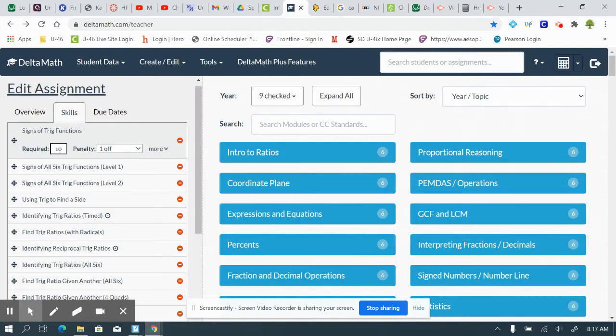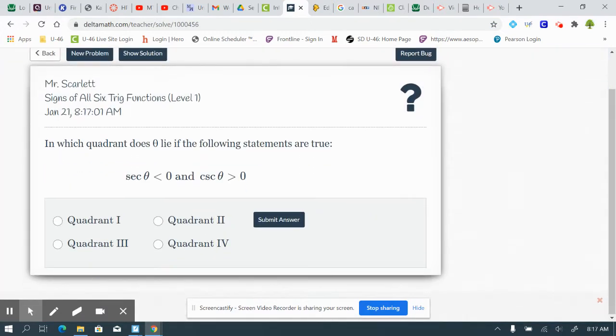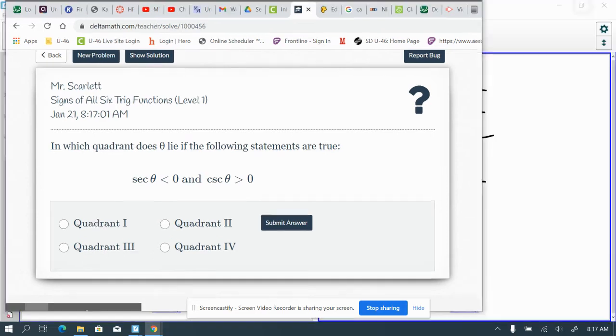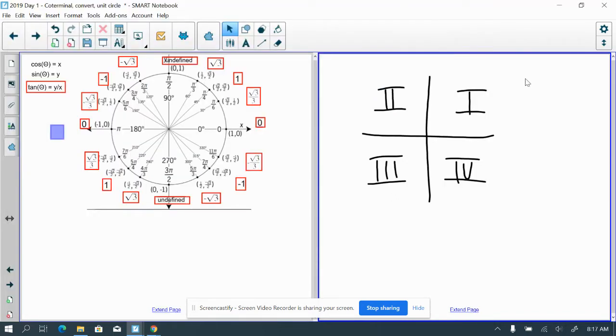Signs of all 6 trig functions. Okay, so again, now a little bit more complicated. I know that secant is less than 0. Remember, secant is the reciprocal of cosine. So if cosine is negative, then so is secant. So if cosine is negative, then I'm over here because cosine is x. Remember, if x is negative, then so is its reciprocal.